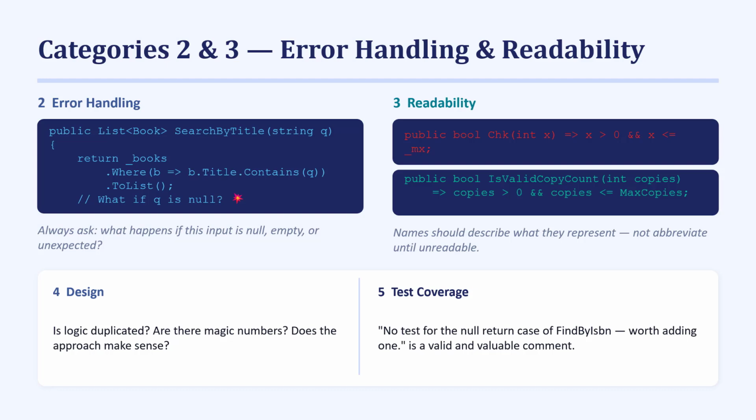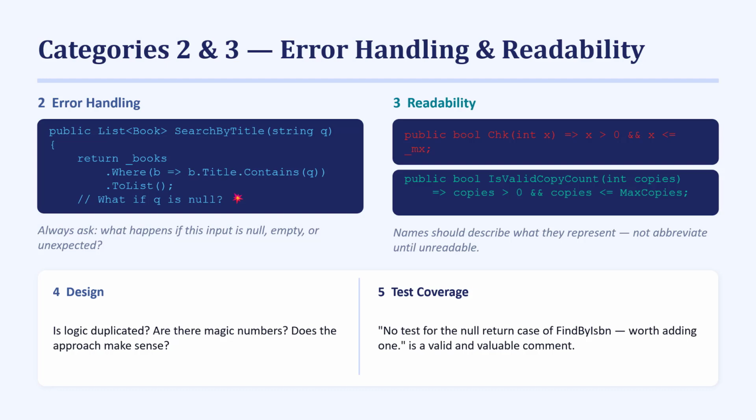And then issues of readability. We also want to think about naming. If someone is reading this in 6 months, do they understand what it does? Is it clear? Can we rewrite this into a better piece of code that is more clear and more readable?